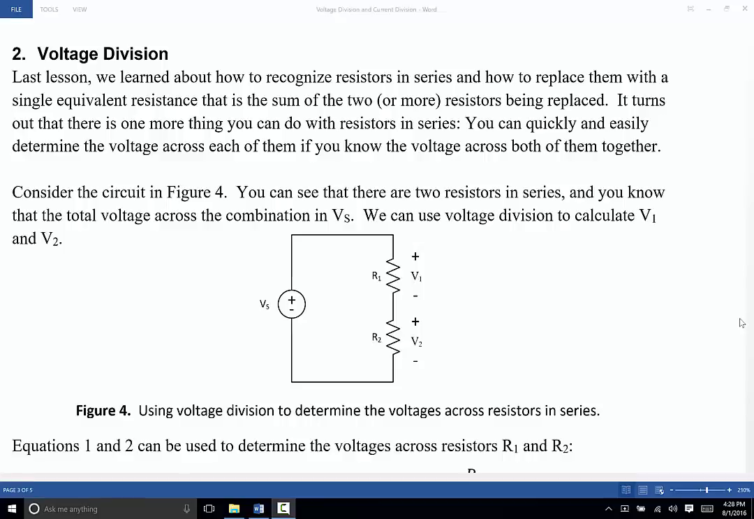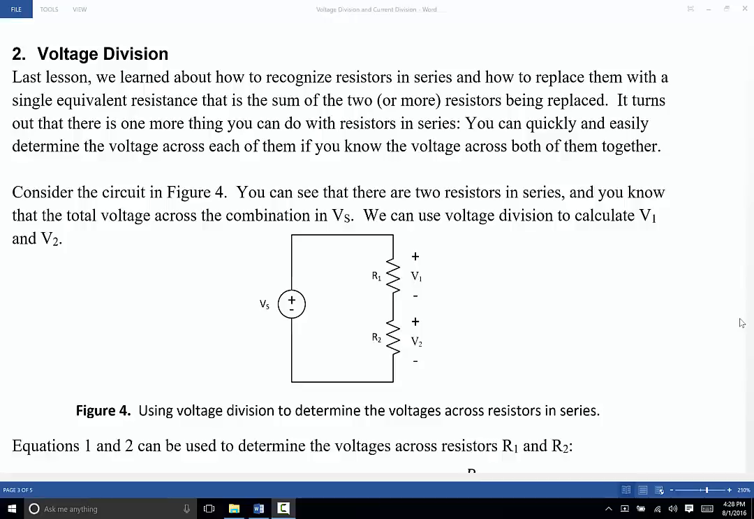Okay, time for the main event of today, voltage division. I guess there are two main events, voltage division and current division, but once you understand voltage division, current division is going to be pretty easy. So the idea behind voltage division is that there's one other thing we can do with two resistors that are in series. Remember that last time we saw that we can combine them together into an equivalent resistance.